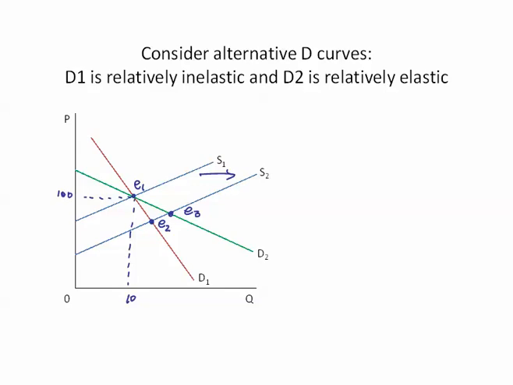Well, here we are in part 2 now of the elasticity video. And why does it matter whether demand is elastic or inelastic? As we can see here, demand D1 is relatively inelastic and D2 is relatively elastic. Suppose supply increases. When supply increases in a market, it creates downward pressure on price. Our business person is at E1 and has been charging $100 and selling 10 units.